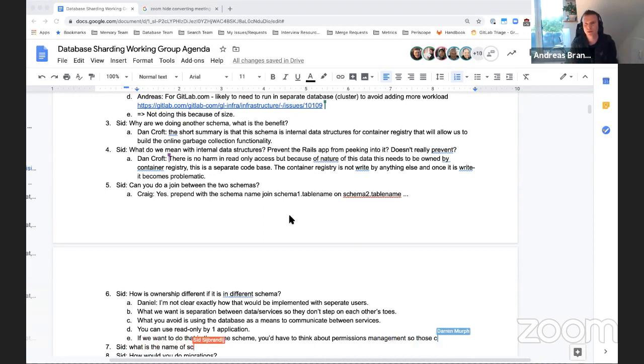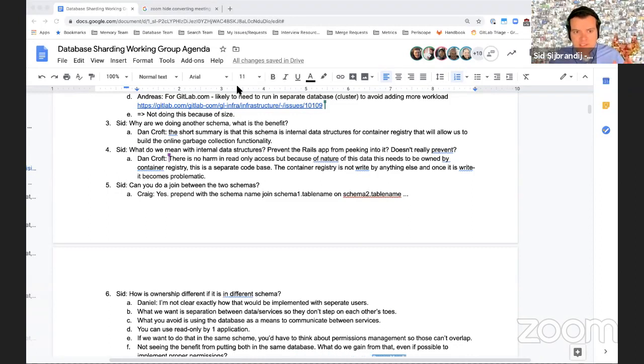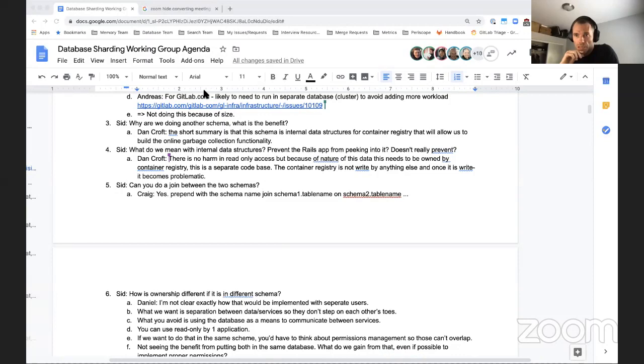What I'm not seeing really is where the benefit comes from in putting both in the same database, in two different schemas. What do we gain from that? Even if it was possible to implement proper permissions and all that, what is the benefit coming from that? And so I think the main benefit is whether having separate databases enables us to partition and manage scalability of our data. We were talking about separate schemas, right? Yeah. And now you're talking about separate databases?